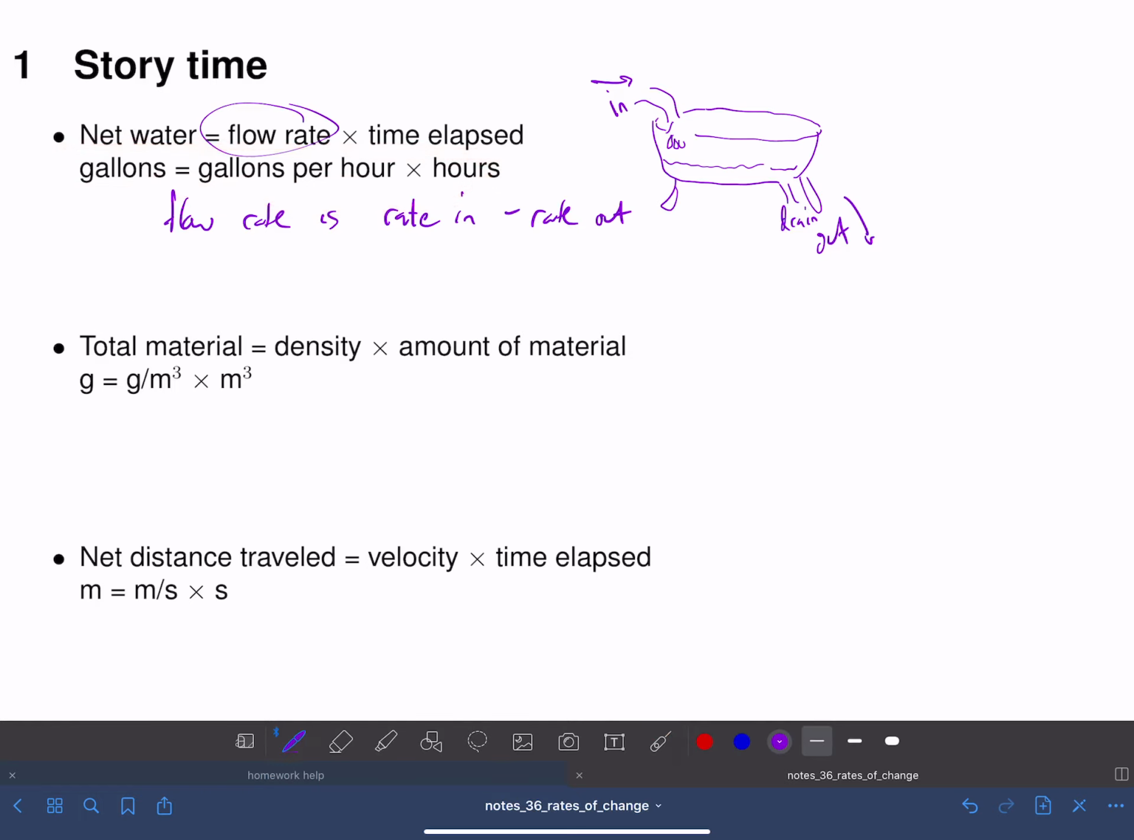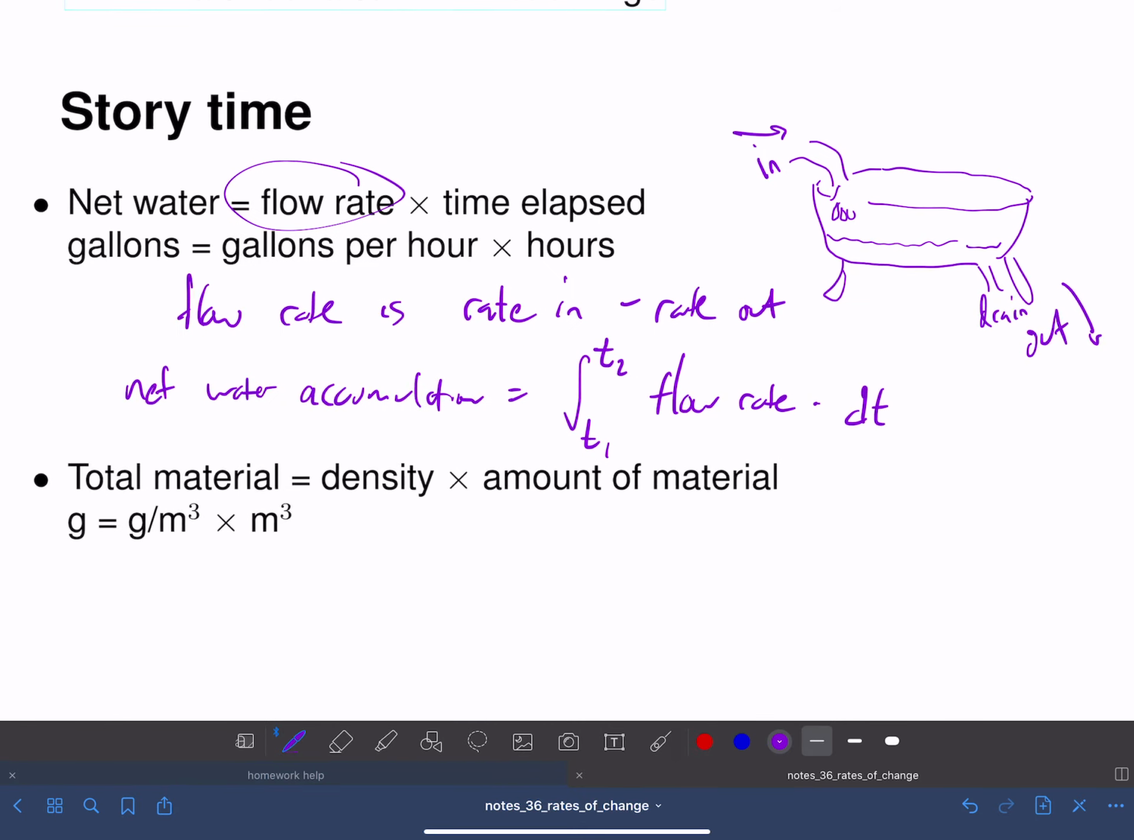So then we can say that net water accumulation is equal to the integral from some starting time to some ending time of the flow rate times the time elapsed. So maybe now you can start to really appreciate what role dt plays. dt, the differential, that's a tiny amount of time.